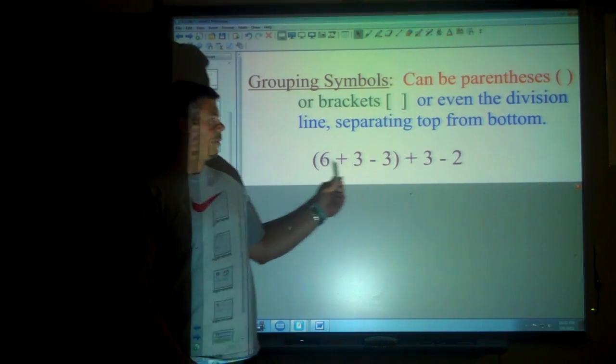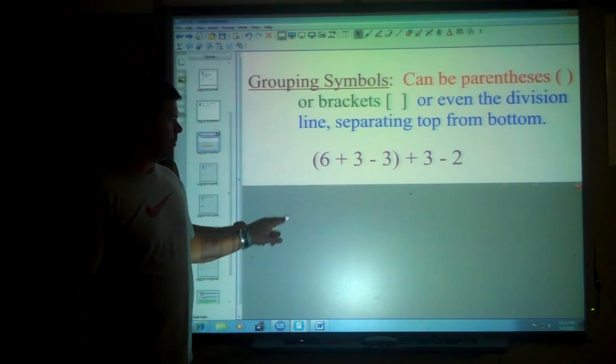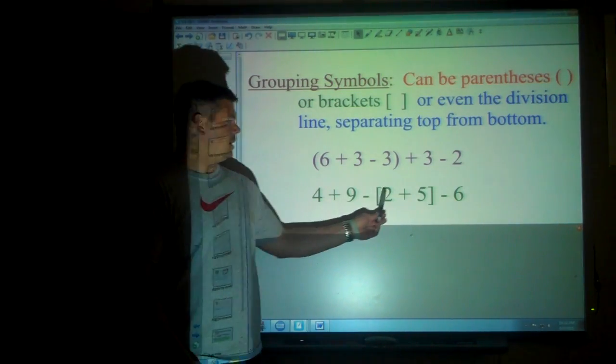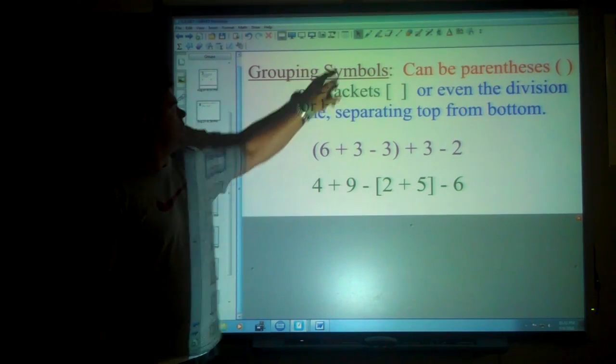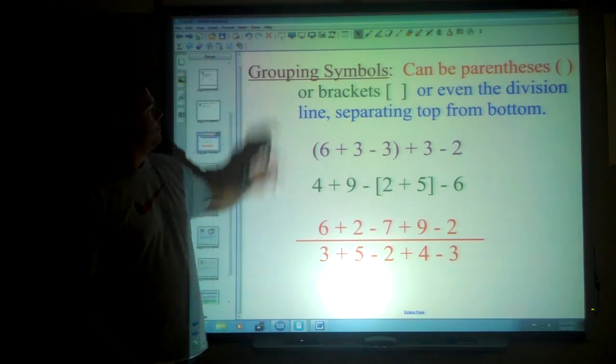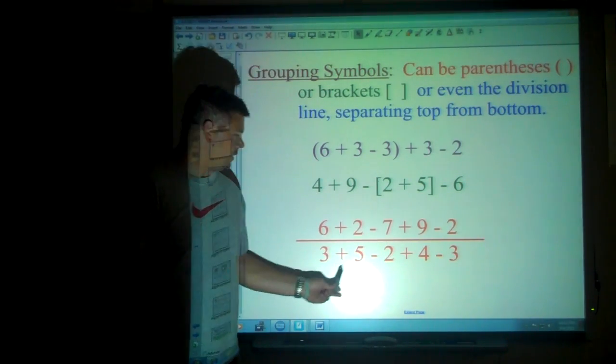Here's an example of using parentheses in a problem. Those would be grouping symbols. Here's an example of using brackets. So again, these would be the brackets right here. And if I use the division symbol, separating the top from the bottom, then here's the line for the division sign. There's the top, and there's the bottom.